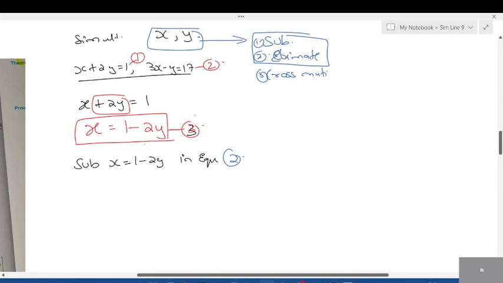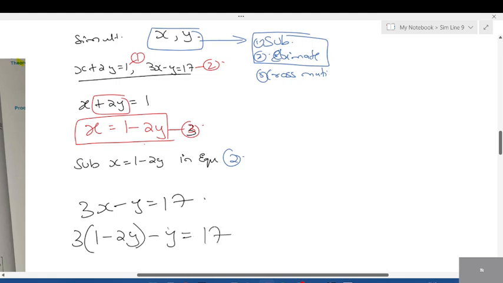Equation 2. Now take equation 2: 3x minus y is equal to 17. In place of x, what should I write? 1 minus 2y. So 3(1 minus 2y) minus y is equal to 17. How do I solve this equation? Open the bracket. What do you get? 3 minus 6y minus y is equal to 17.